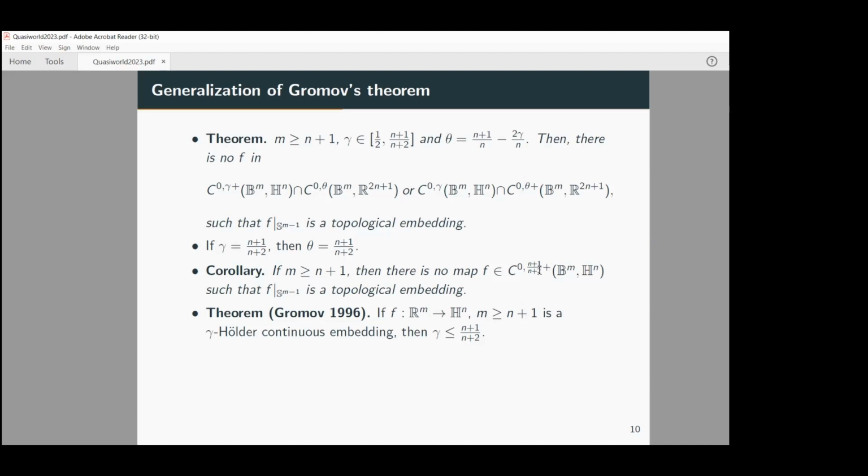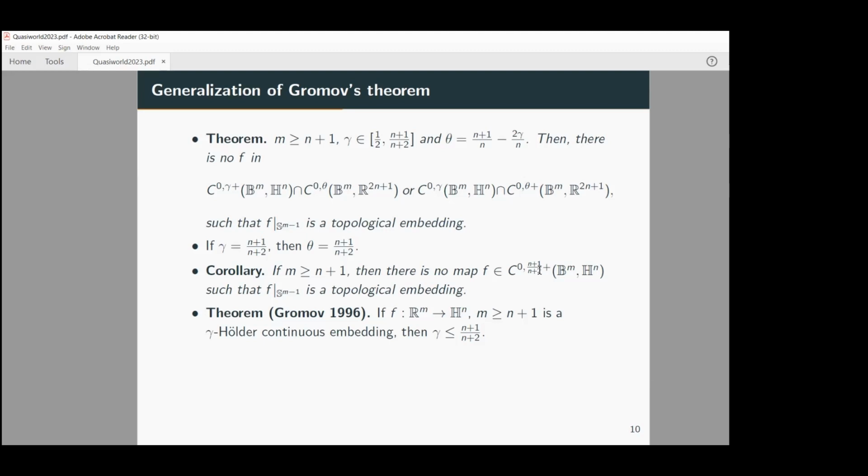Yes. So, why is this not in contradiction with the result of Young and Wenger? Because one can start with the topological embedding of the circle, and this would give an extension, but maybe would not have this plus. Is that correct? Yes, and also they have extension for gamma strictly less than n+1 over n+2. So the case n+1 over n+2 is open.